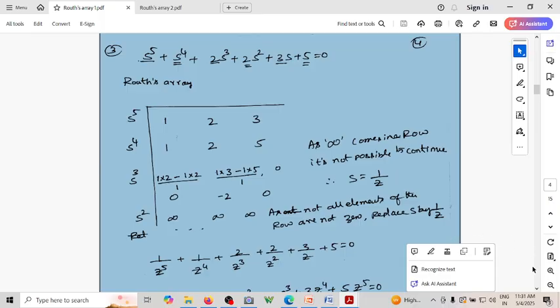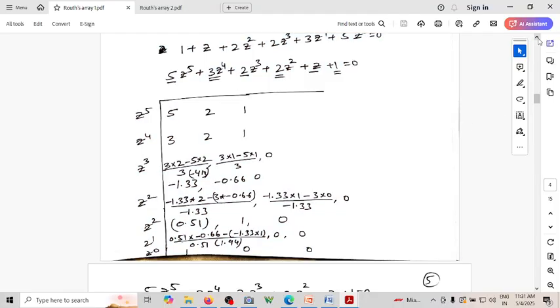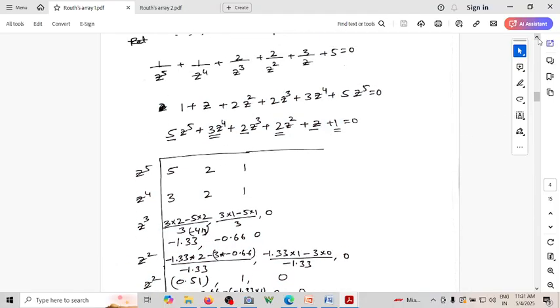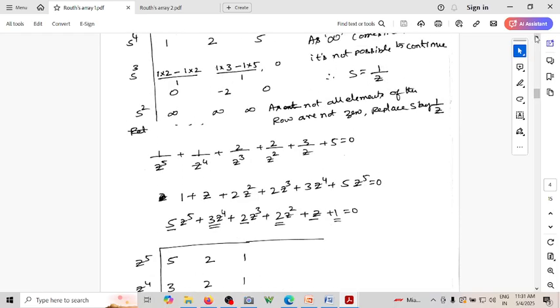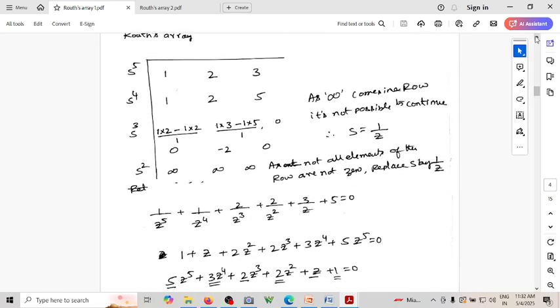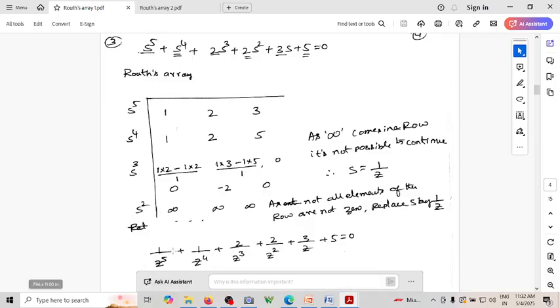See here, you have this term. Let me just rewrite it. So you have this. This is coming from this particular equation. I'm replacing s by 1 by z. See here, this is 1 by z power 5, then this is 1 by z power 4, then it is 2 by z cube, then it is 2 by z square, 3 by z, and 5.